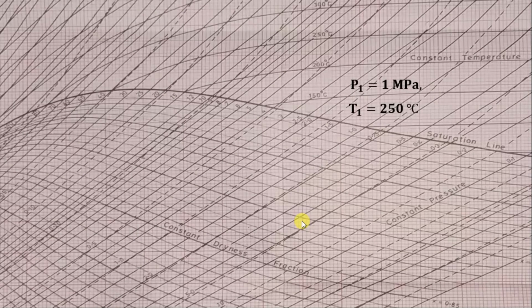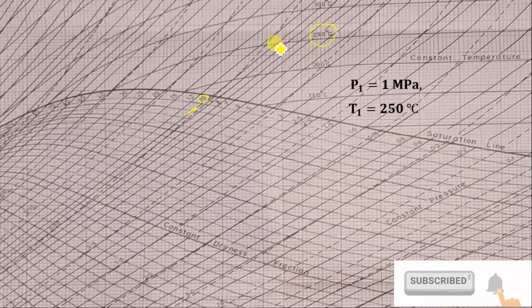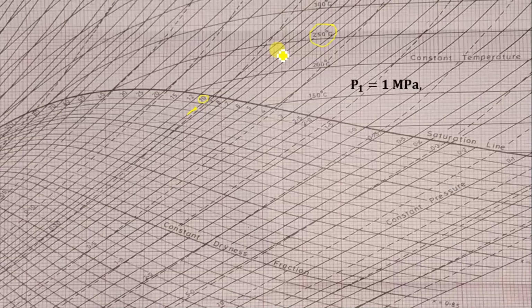First mark the intersection point. Look here, these are our pressure lines: 2 bar, 3 bar, 4 bar, 5 bar, 6 bar, 7 bar, 8 bar, 9 bar, 10 bar we have here. So this is the 10 bar line. And 250 degrees Celsius: check here, 150, 200, 250 degrees Celsius is there. See the intersection. This is our intersection point. That is point 1, the state 1 we have.